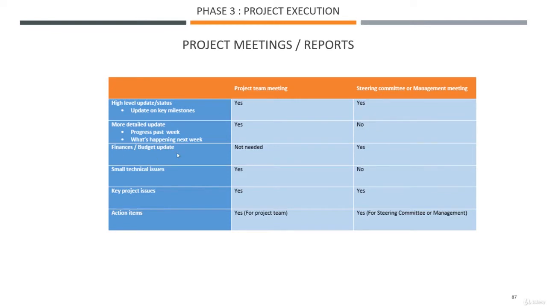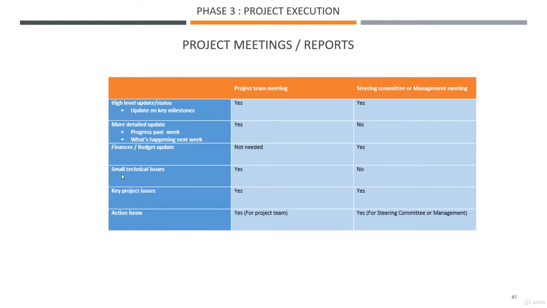Finances, budget update, how are we doing? It's really not needed for the project team meeting, unless you have some resources that are really switched on with budget and the likes, but they don't come across very often. So I would say don't bother them with this, and sometimes it's quite confidential. They're not even aware of the budget of the project. Steering committee, yes. Management meeting, yes. That's a key thing they want from you at this stage. Small technical issues.